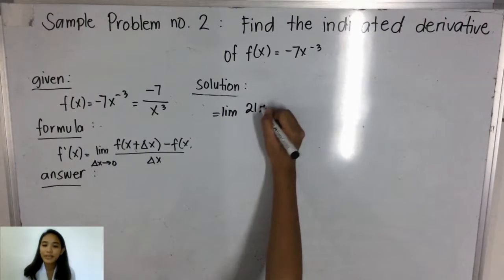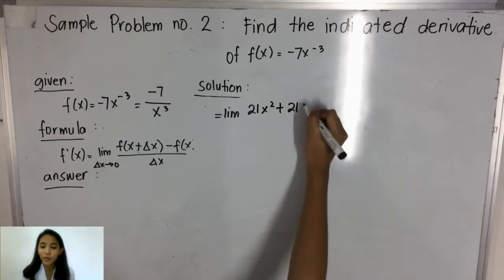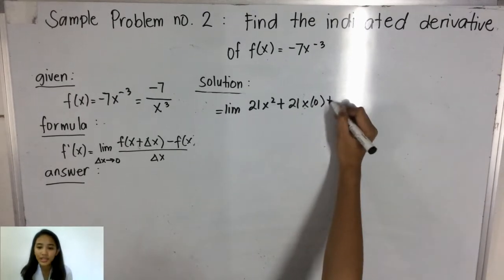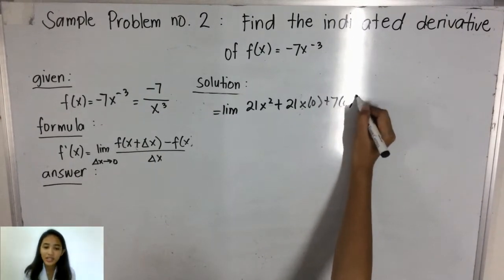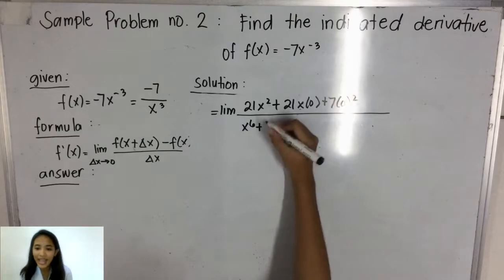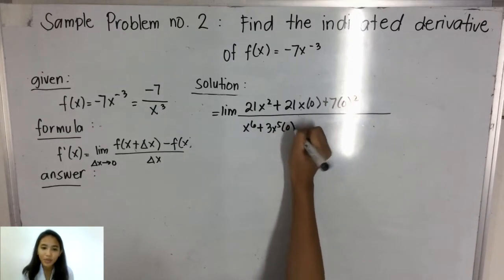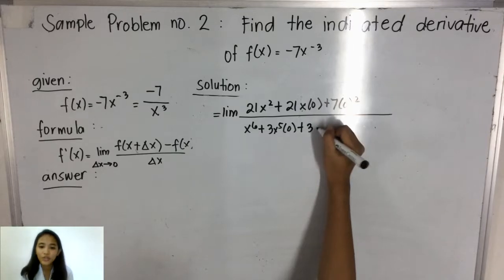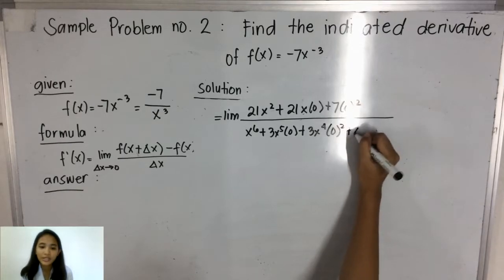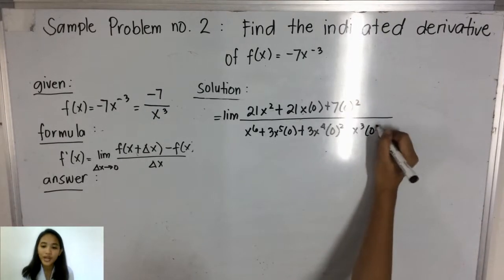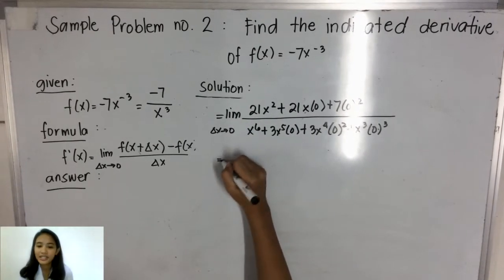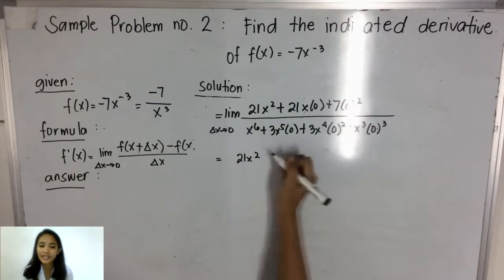Taking consideration of the limits now, it is stated that delta x approaches 0, meaning all delta x left within the equation will be substituted with 0. In this case, 0 will substitute the delta x of 21x delta x, 7 delta x squared, 3x raised to 5th power delta x, 3x raised to the 4th power delta x squared, and x cubed delta x cubed, resulting in these terms being cancelled. Now we have only 21x squared over x raised to the 6th power. Simplifying this, we obtain 21 over x raised to 4th power.